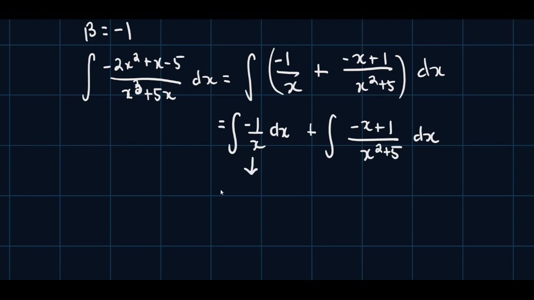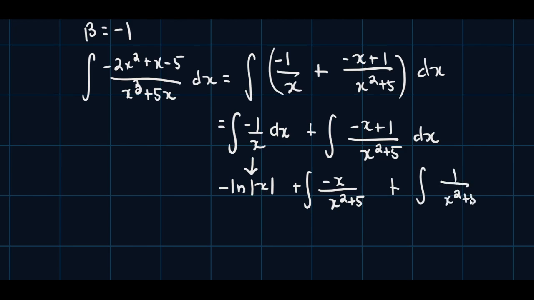Okay, itong part na to, madali siya. Negative ln ng absolute value of x. Dito, we may need to again separate the two terms. Ay, what do I mean by that? Sulat natin. That's negative x all over x squared plus 5 plus integral ng 1 all over x squared plus 5 dx. Okay, this middle integral, we can solve this by substitution.